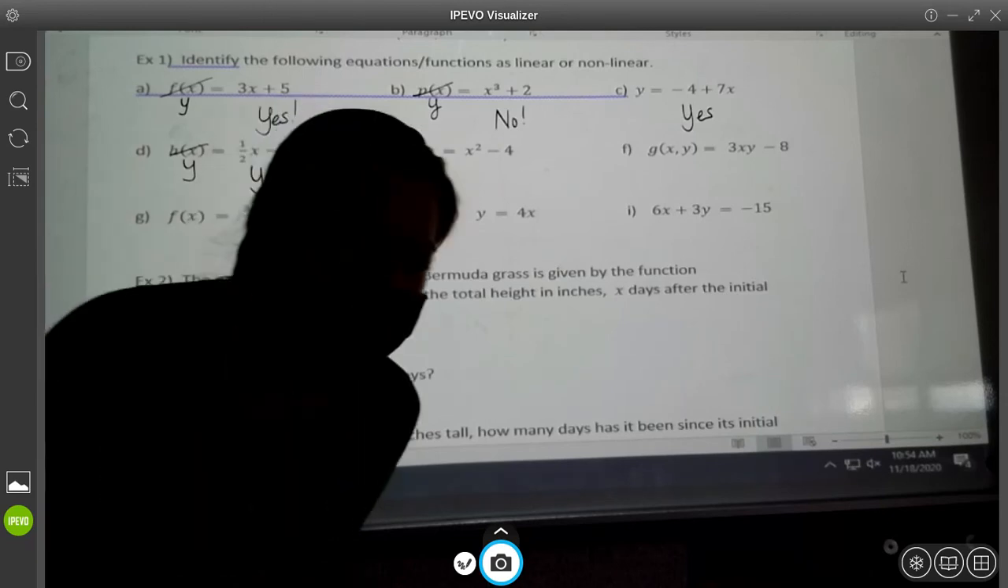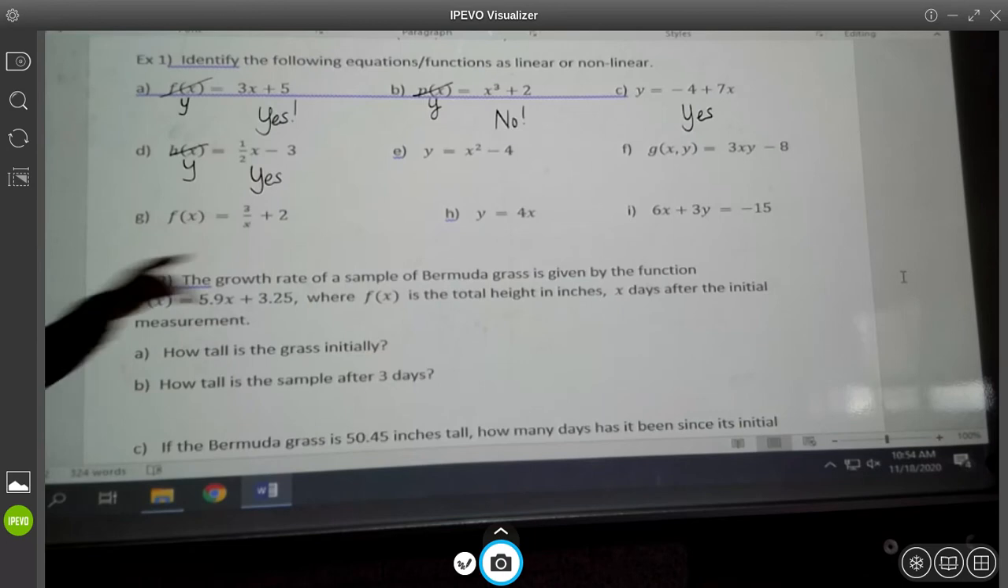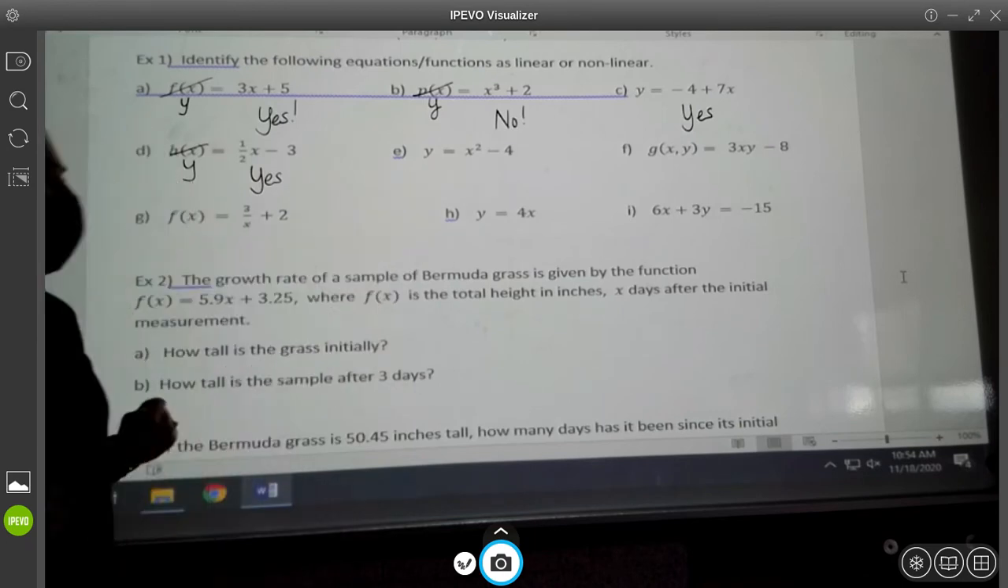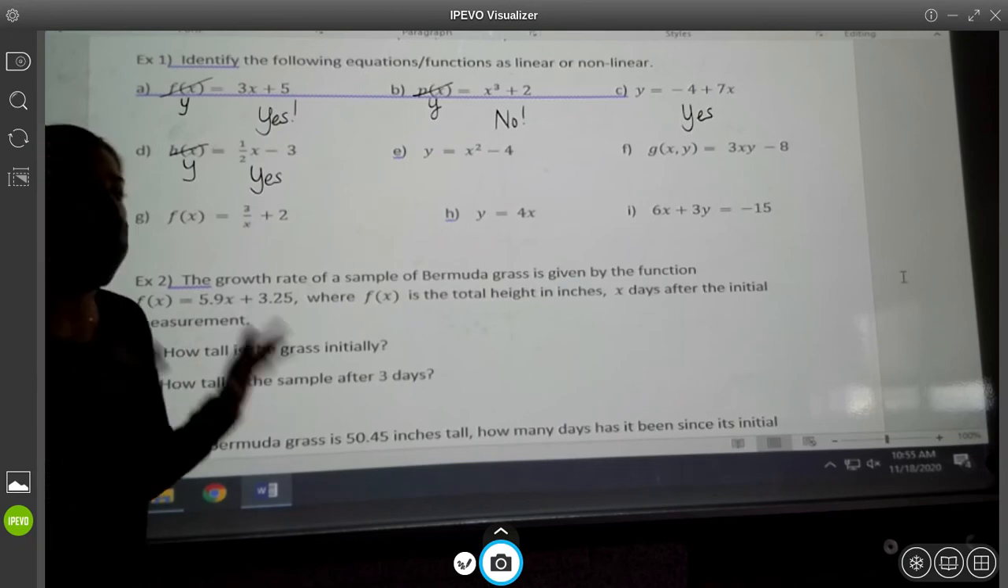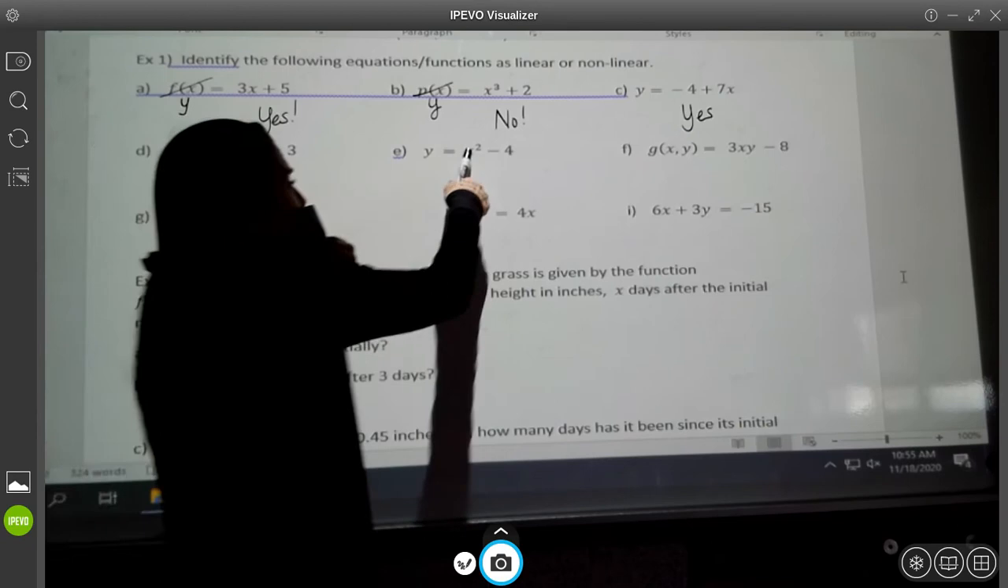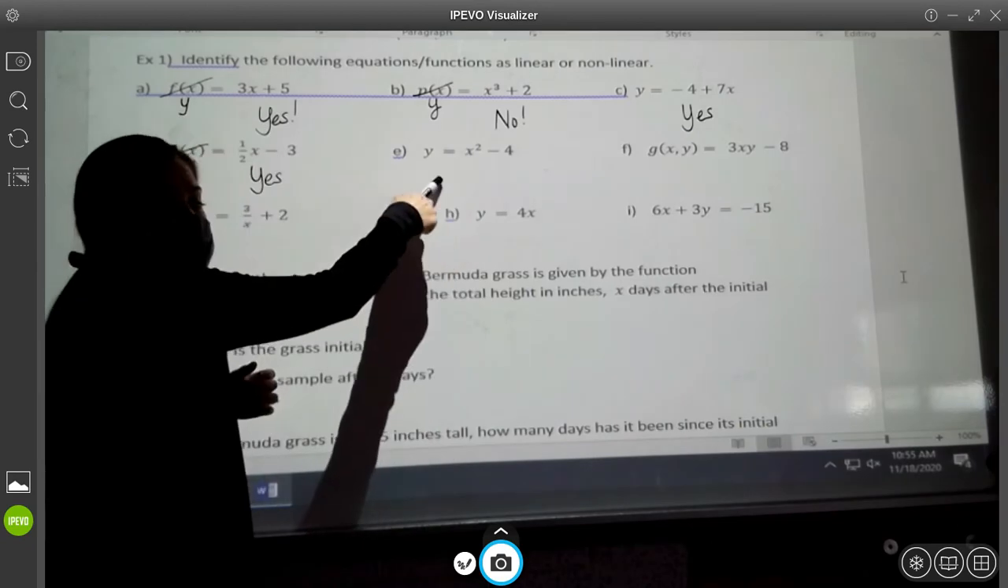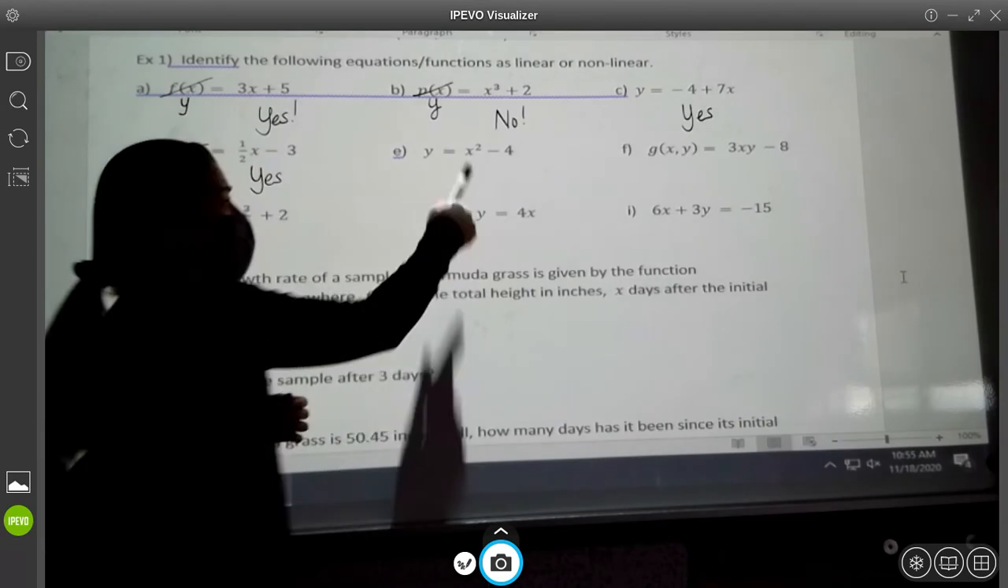All right, what about this one? Y equals x squared minus 4. Is that linear? No, look at that x squared. We should not have anything higher than a power of 1 on any variable. So the x squared is killing us. We don't actually graph these types of equations until after Christmas. This is coming, but we're not there yet. This is not linear.